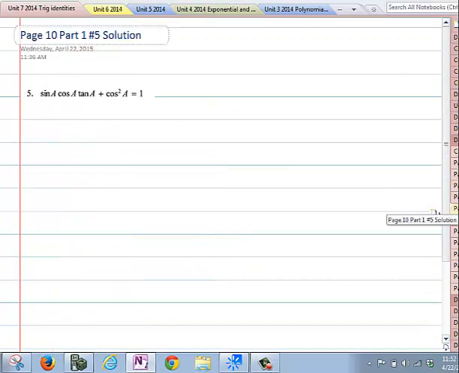Next one. Okay, this one is pretty easy. This one I'm going to work with the left side because the right side's pretty barren. So I'm just going to use some trig substitution, for reciprocal identity, quotient identity.